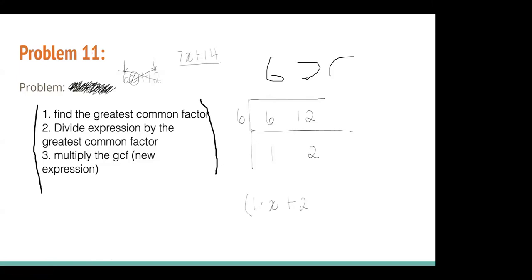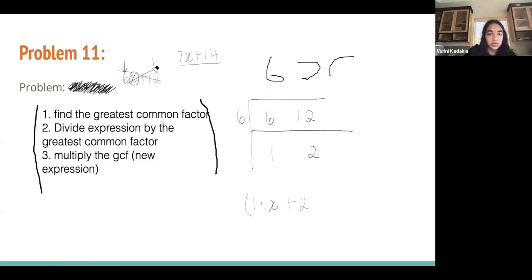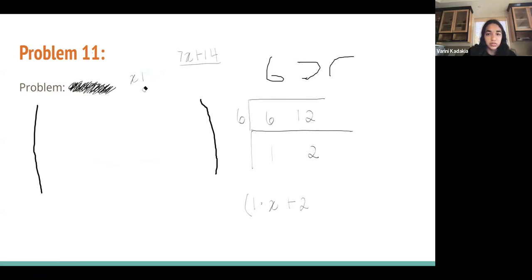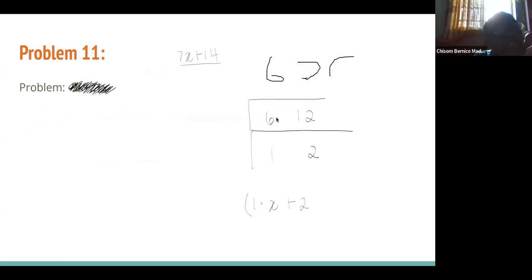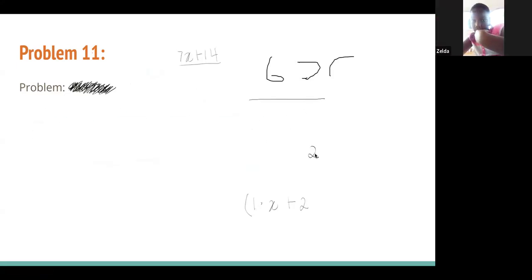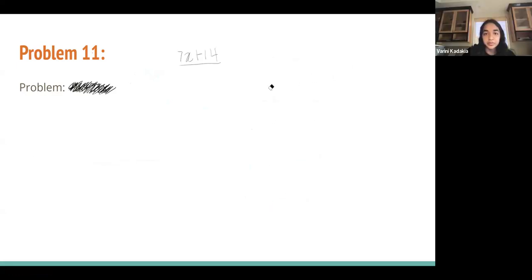Madam, please, could you send it to the original? Please will the answer be in parentheses? Yeah. Here you go. Okay, here's the problem: 7x plus 14.